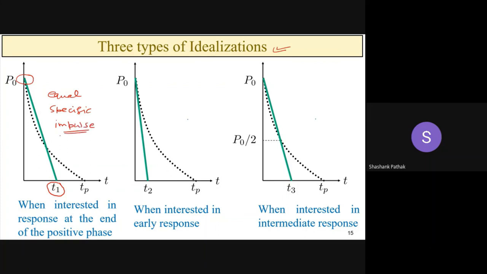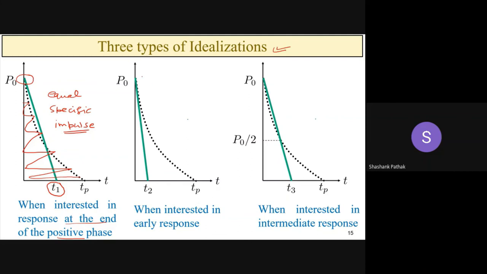This particular idealization is useful when we are interested in the response at the end of the positive phase, because this green curve is considering the impulse of this entire curve. It is considering the energy of the entire exponential decay, and that's why this will give you the response at the end of the positive phase.